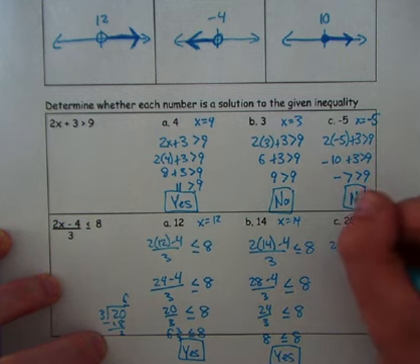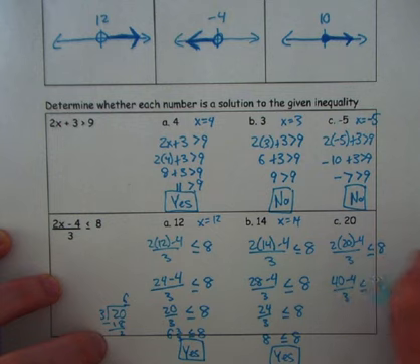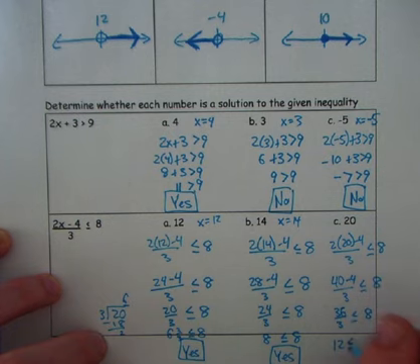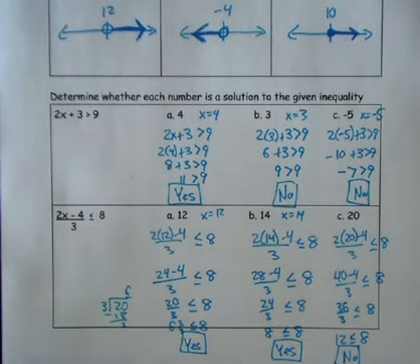And finally, we've got 20. 2 times 20 minus 4 divided by 3 less than or equal to 8. 40 minus 4 divided by 3 less than or equal to 8. 40 minus 4 is 36. 36 divided by 3 less than or equal to 8. 36 divided by 3 is 12. Is 12 less than or equal to 8? No way.